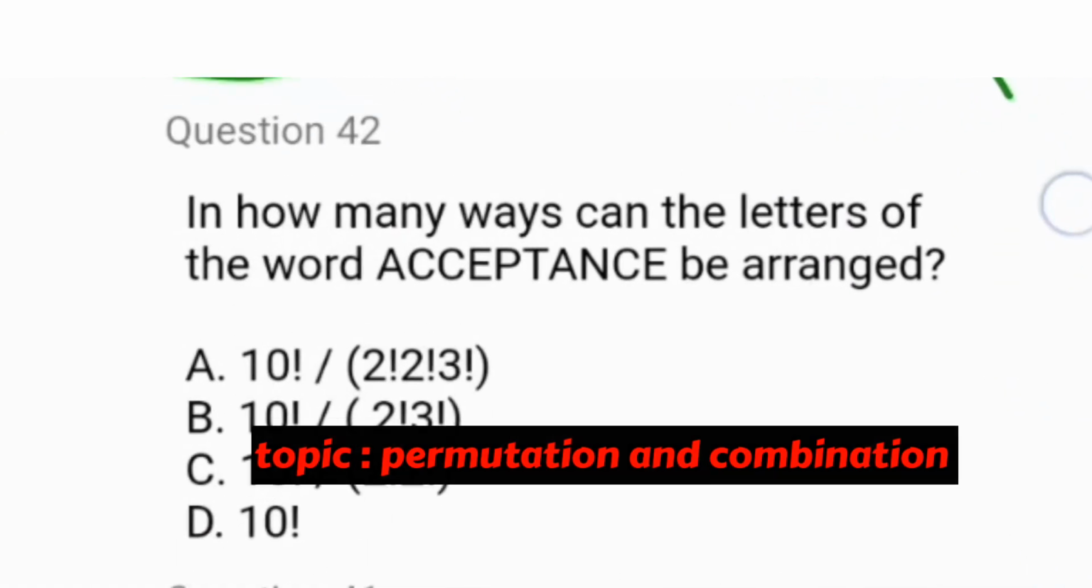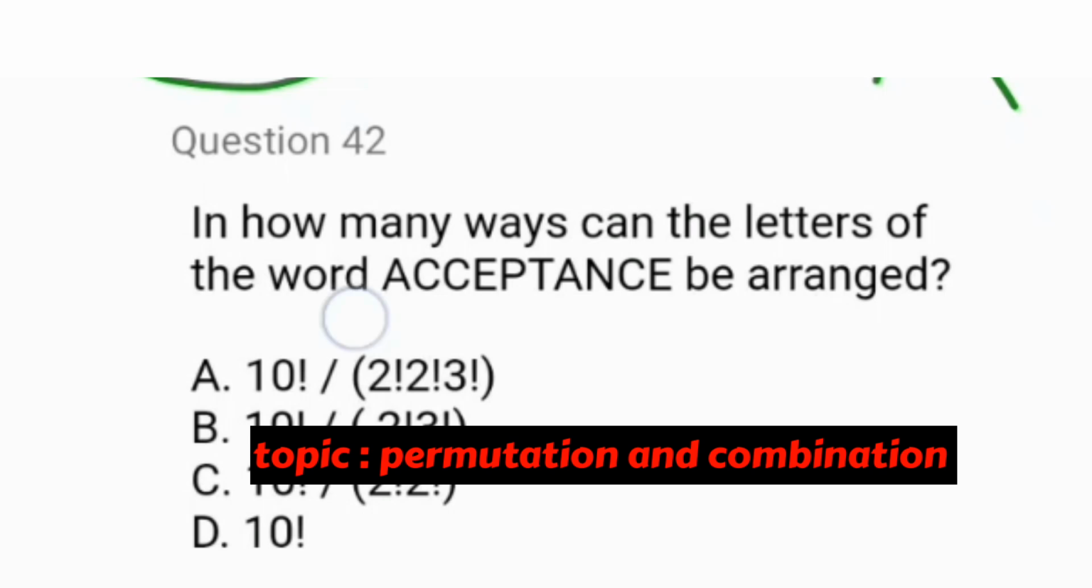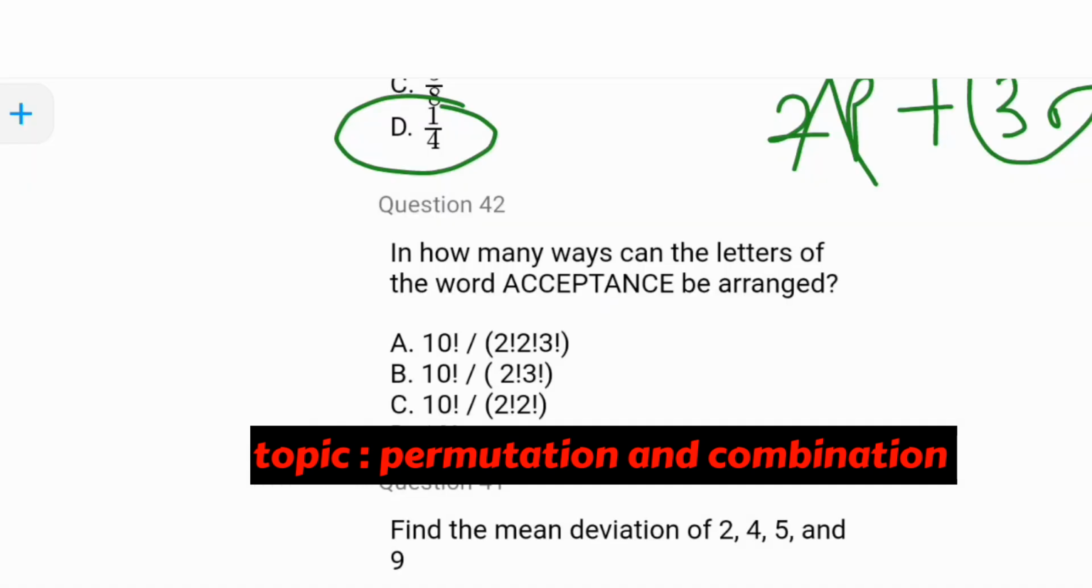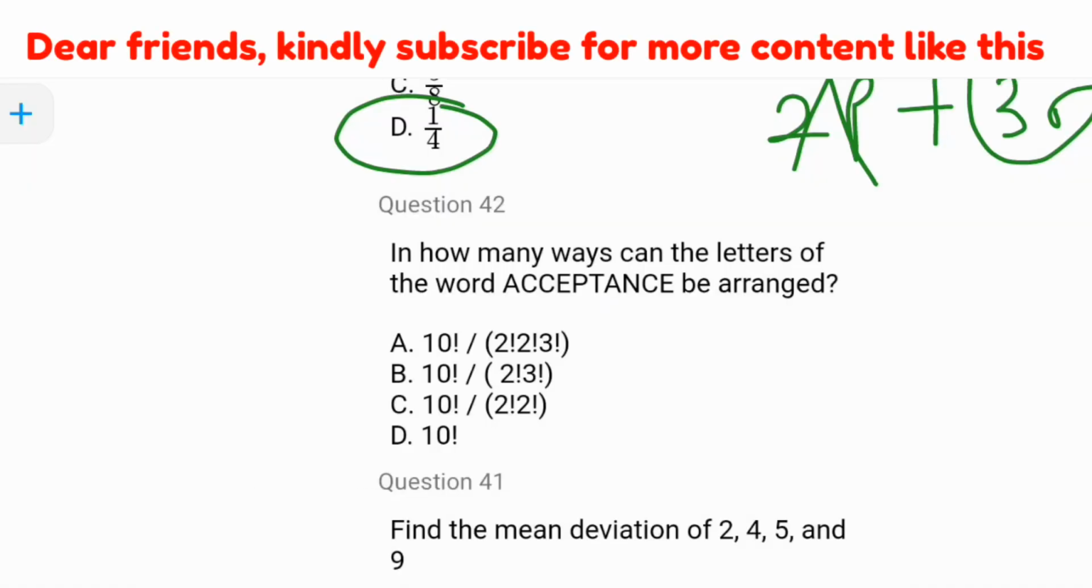Now the next one: in how many ways can the letters of the word acceptance be arranged? This is under permutation and combination. So you just need to check how many letters are in the word acceptance. Let's count it one by one. So you have 1, 2, 3, 4, 5, 6, 7, 8, 9, 10. There are 10 letters in the word acceptance. So first of all, write 10 factorial, like that. 10 factorial divided by. Then the next step is to check for any repetitions.